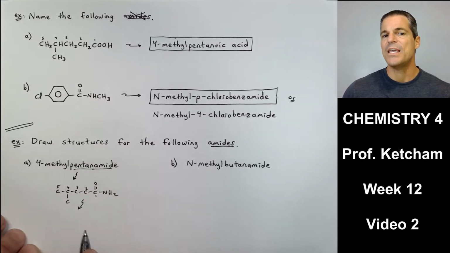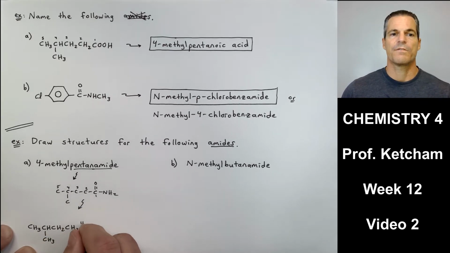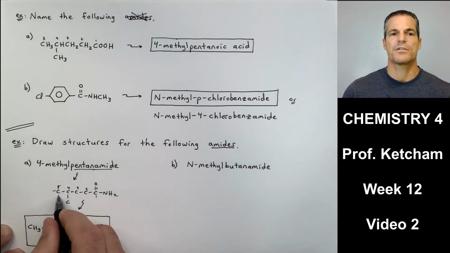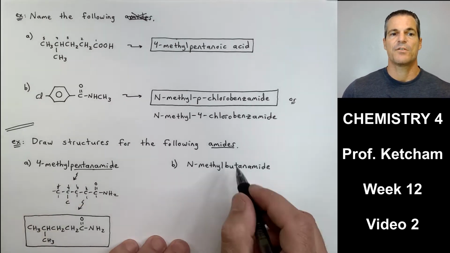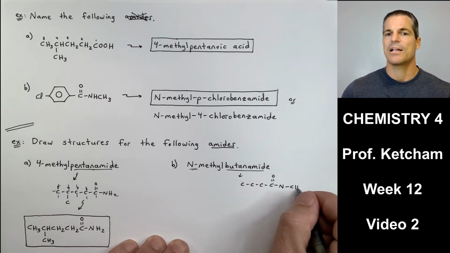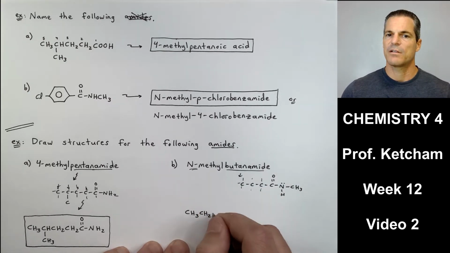Now, if you look at B, the N tells me the methyl is off of the N. That's how the N is different than the 4 for A and B. So if I draw this all out with my skeletal structure and then bring it back into a condensed version, I get the box on the bottom left. N-methyl in B, I got to put my methyl off of the nitrogen, guys. Okay, not off of any of the carbons.